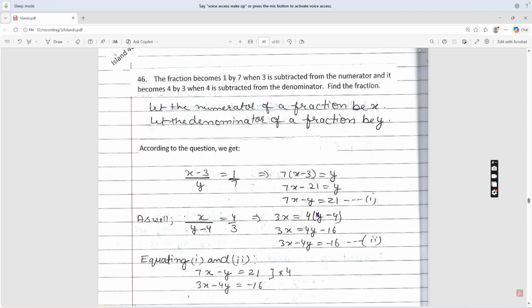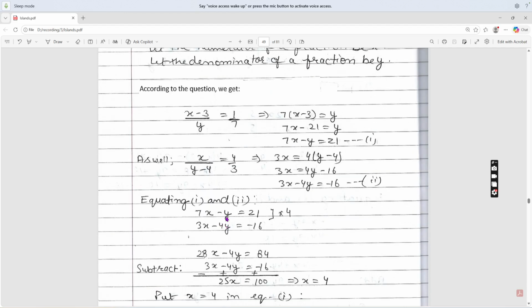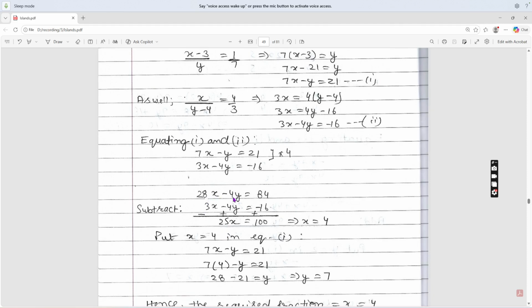So now we are going to cross multiply, that you can see on the screen and that you can do very well. So two equations we are getting. 7x minus y is equal to 21. 3x minus 4y is equal to minus 16. First equation is going to be multiplied by 4 in order to make the coefficient of y equal. So 7 into 4 is 28x minus y into 4 is minus 4y is equal to 21 into 4, that is 84. So what we are getting, 28x minus 4y is equal to 84, and it is 3x minus 4y is equal to minus 16.